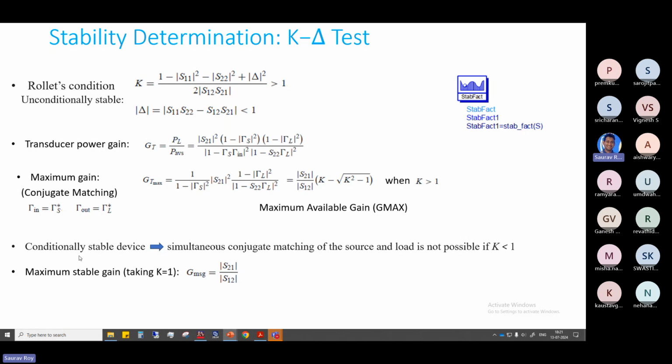But more often, what we actually get as an amplifier is a conditionally stable device, where k is actually less than 1. There the gain parameter is maximum stable gain, which is called GMSG, written as a ratio of S21 and S12. So maximum gain, transducer power gain, and maximum stable gain, all these three are very important. We'll see this in the analysis. Okay.